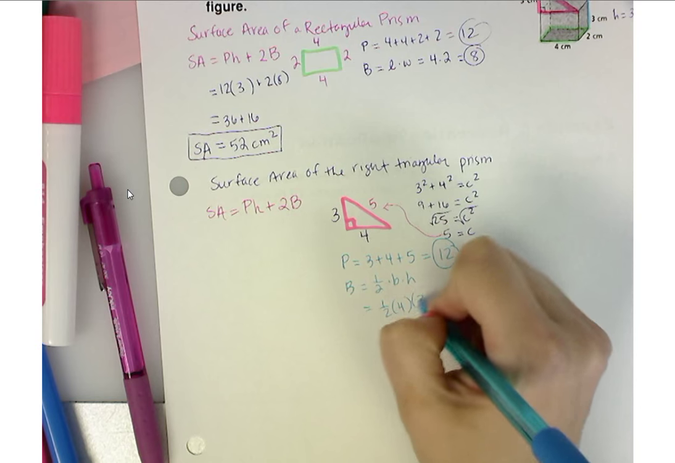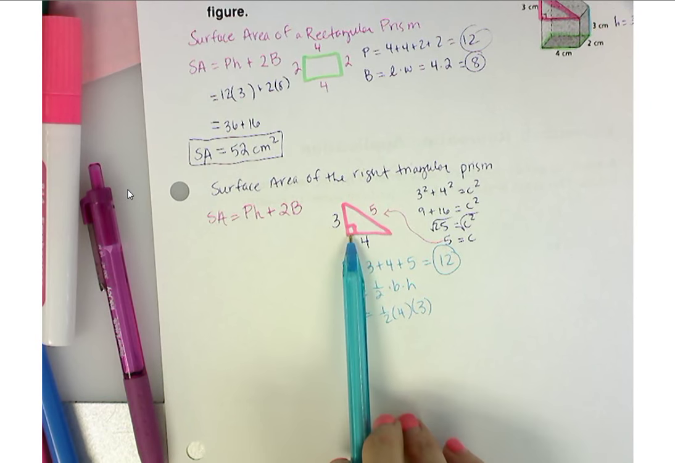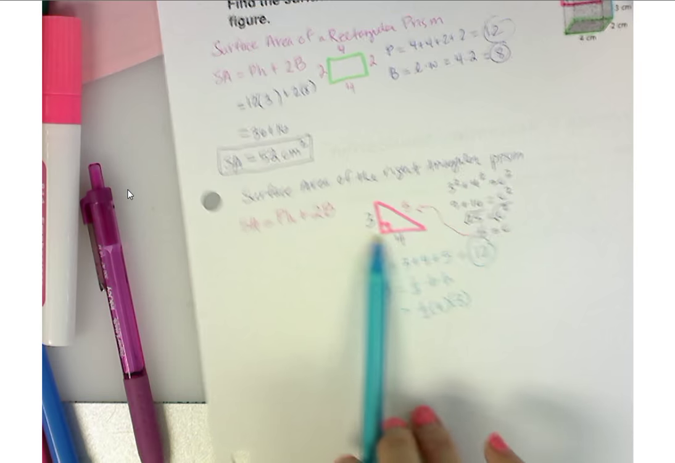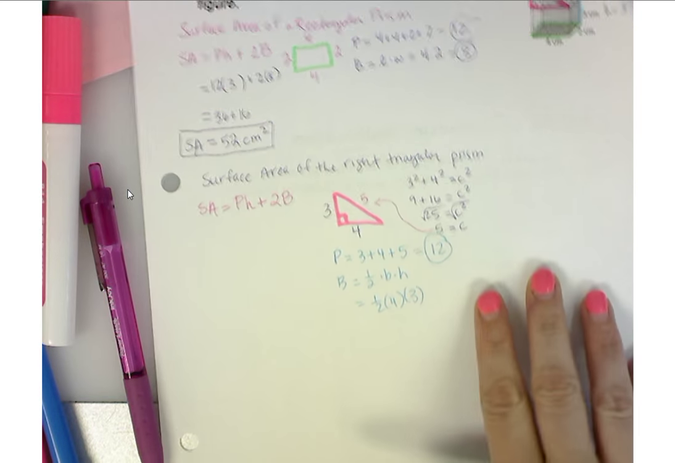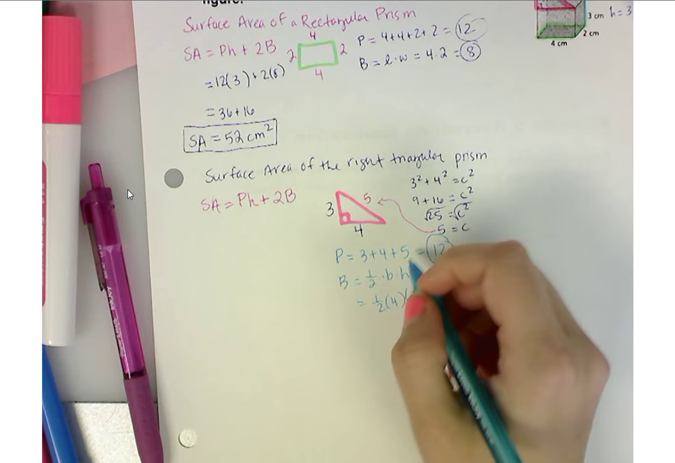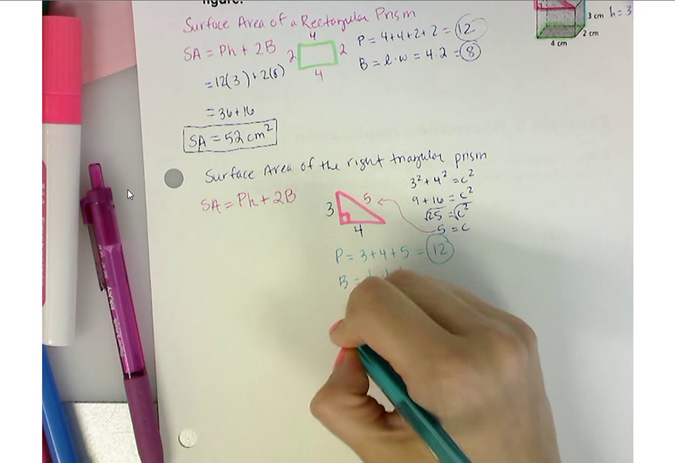So you are going to use the 4 and the 3. Your height has to go with a right angle, and then your base is going to form the other part of that right angle. So that's why you want to use the 4 and the 3. You don't want to use the 5. So then, Logan, what's my final answer going to be for the area of the base?